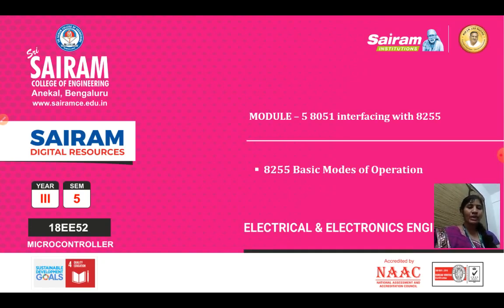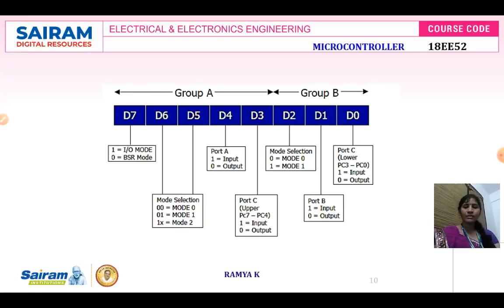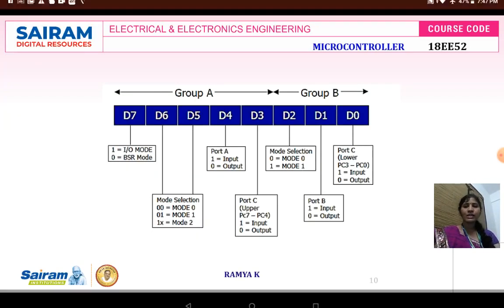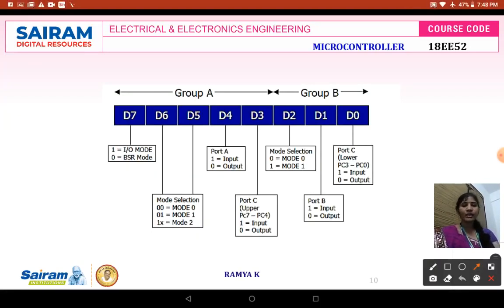In mode 1 it will be operating as a strobed IO, and mode 2 will be operating as a strobed input bidirectional. Now in this we are going to see only the mode 0 operation, which is nothing but simple IO mode of operation. Here we have two controls as we discussed earlier. One is your group A control, another one is your group B control.